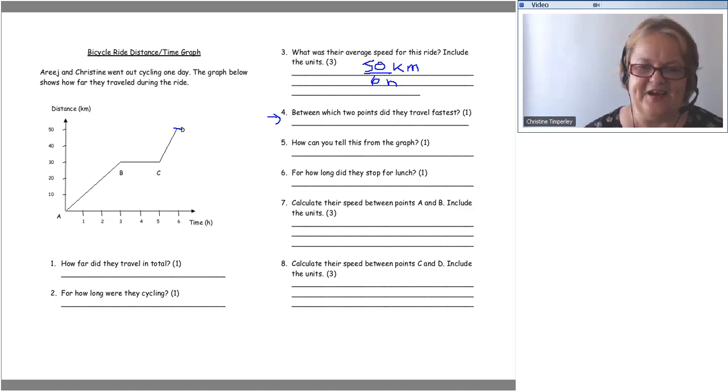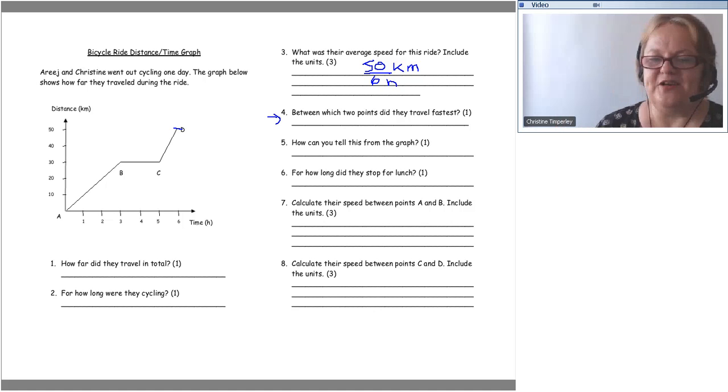Fantastic. Okay, C to D. And how can we tell this from the graph? Great. Okay. Sorry, I was a bit quick there. So how can we track? Well done. Okay, those of you that are answering from the steeper gradients, good, fantastic, well done.